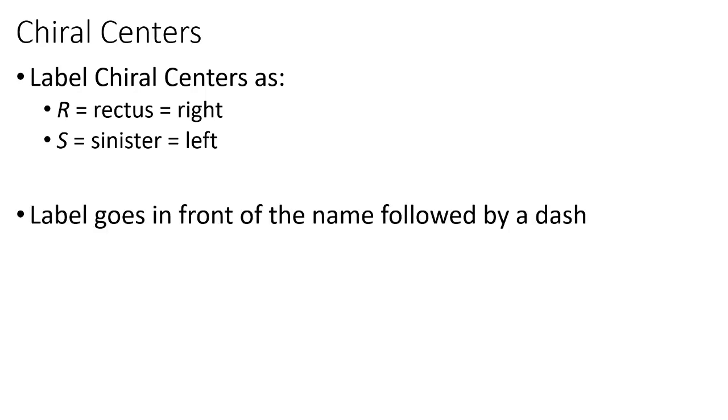So the label is going to go in front of the name. We're going to still name our compound as we have from our previous nomenclature chapters, but now we're going to put this stereocenter label in front of the name, followed by a dash. So if my stereocenter had an R in it, I would name it as R dash, and then the name of my molecule as we have named molecules previously.